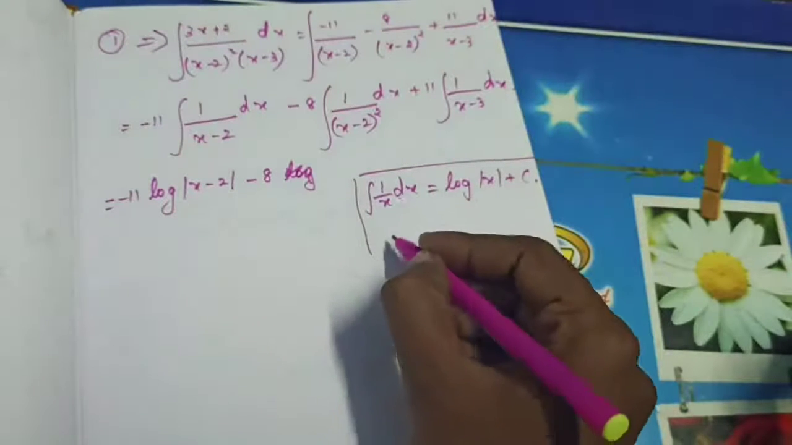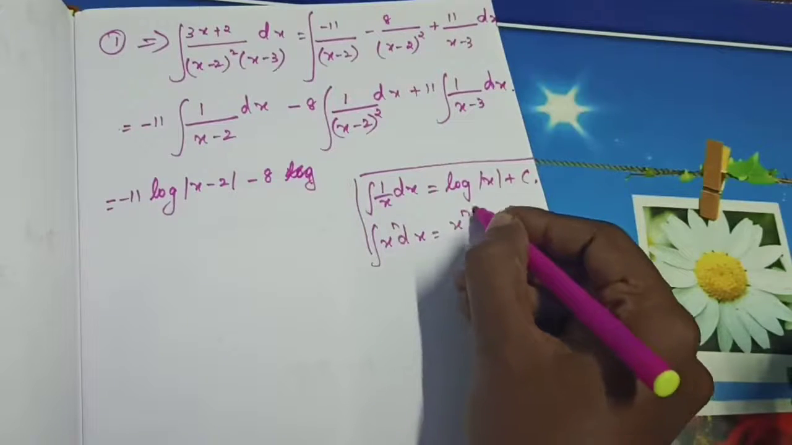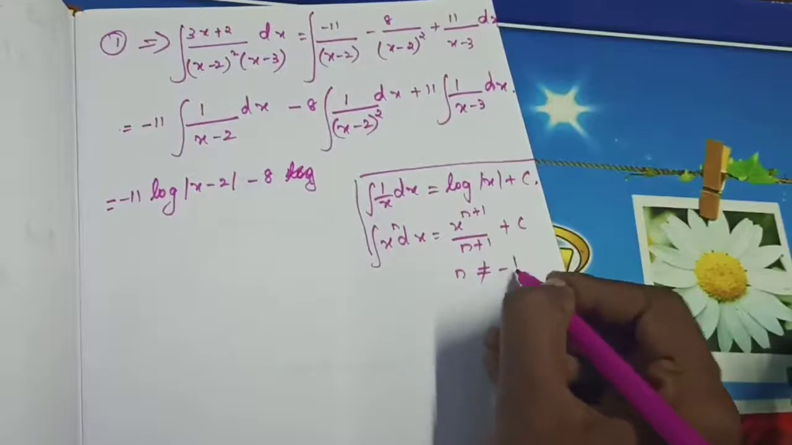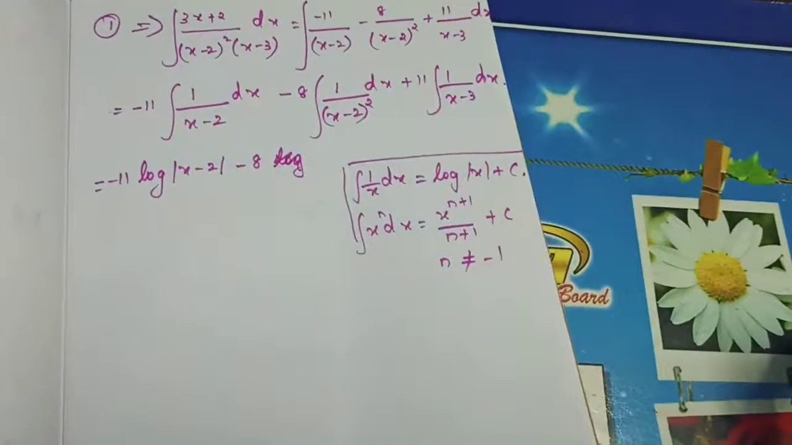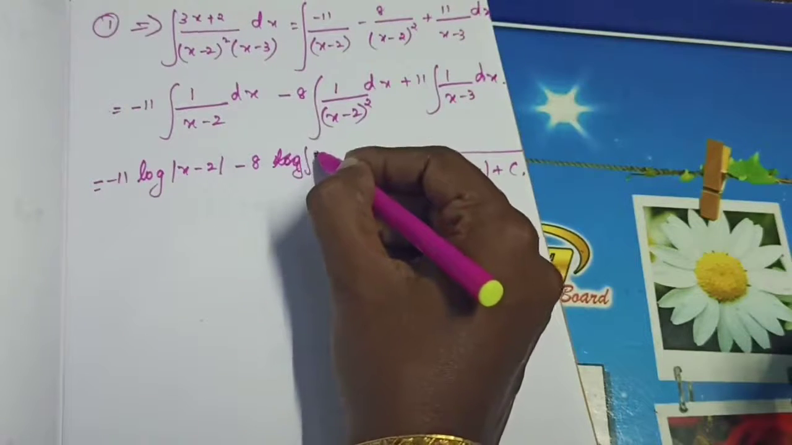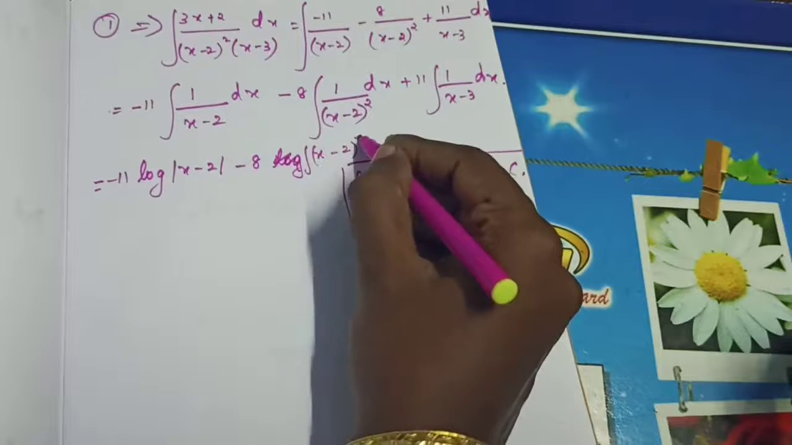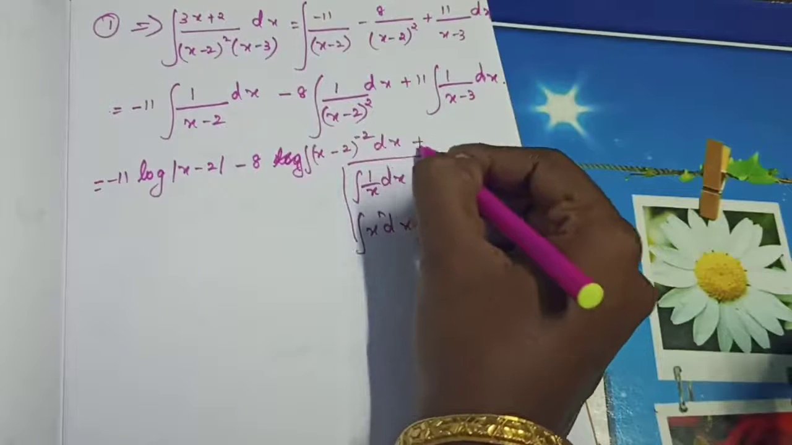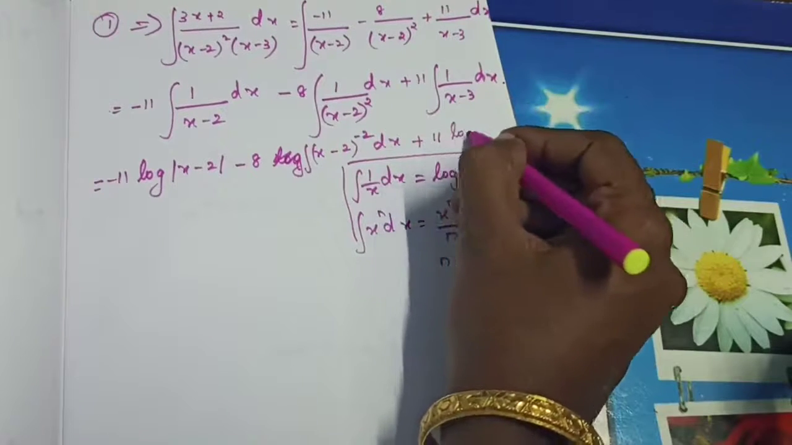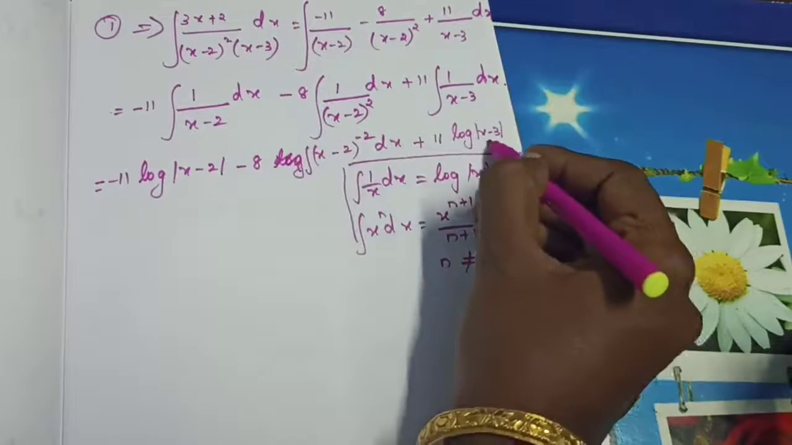What's the formula? Integral x power n dx is equal to x power n plus 1 divided by n plus 1 plus c, where n is not equal to minus 1. Here n is not equal to minus 1, so you need to use the formula. So shall we bring this to the numerator? What will happen? X minus 2 the whole power minus 2 dx. Okay. Plus 11 into, if you are bringing this to the numerator, same as this formula we can use, that is log of mod of x minus 3. Okay, for this term plus c we can put.